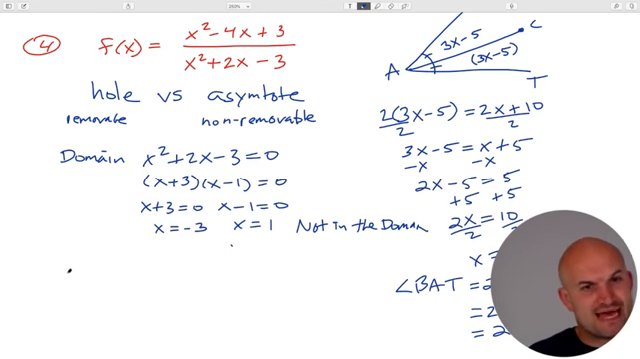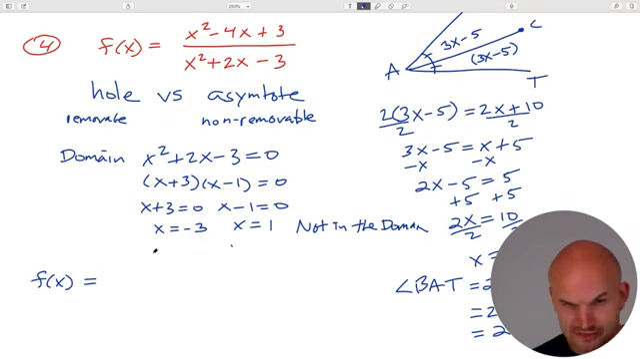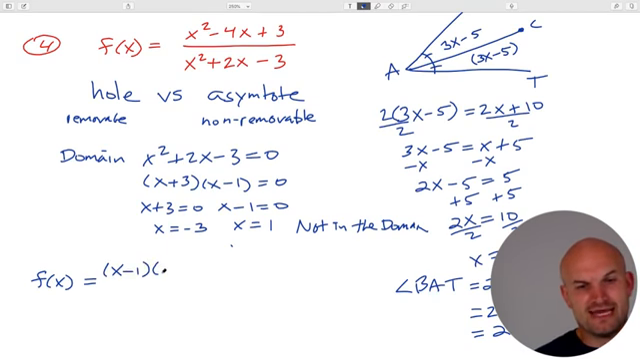The way to do that is to simplify f of x by factoring the numerator as well as the denominator. By factoring the numerator, I'm looking for two numbers that multiply to give 3 and add to give -4. That's going to be x minus 1 and x minus 3. As for the denominator, we already factored that when we were finding the domain: x plus 3 and x minus 1.